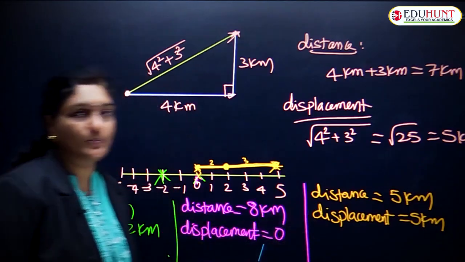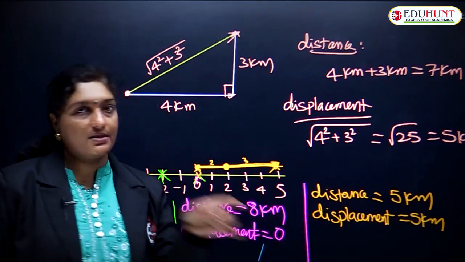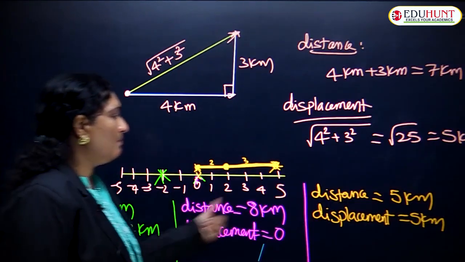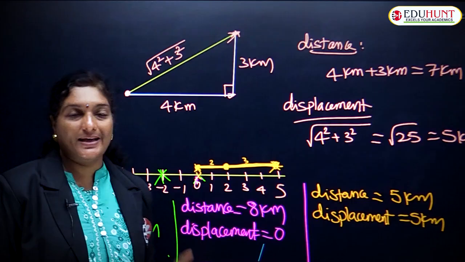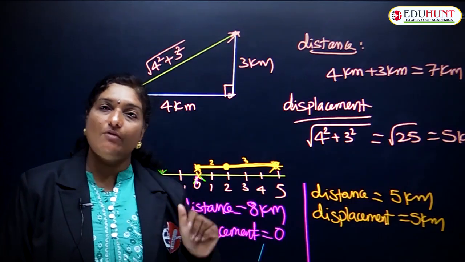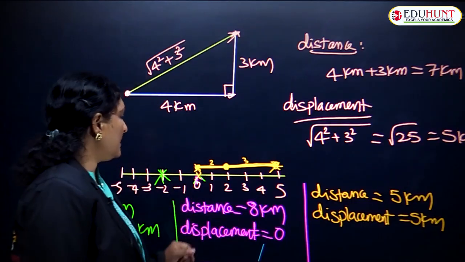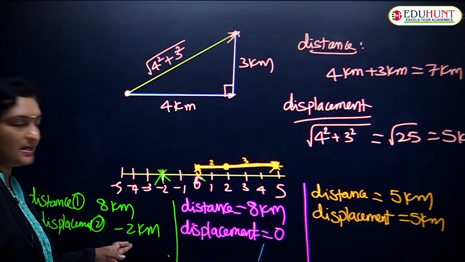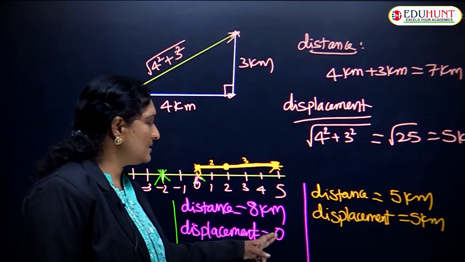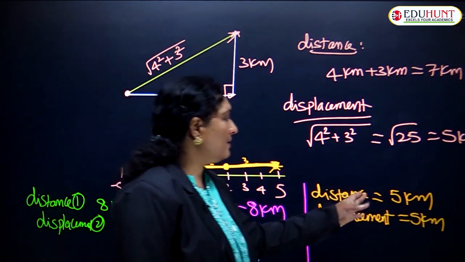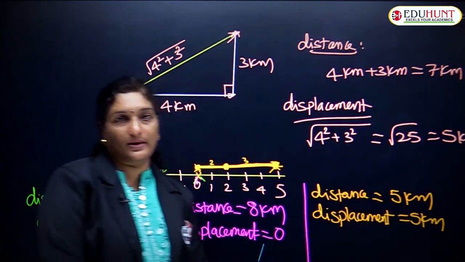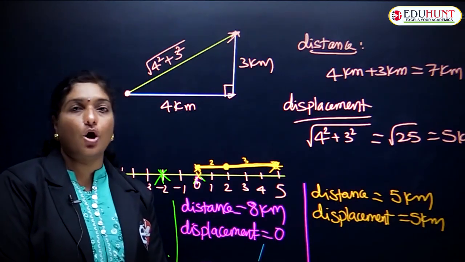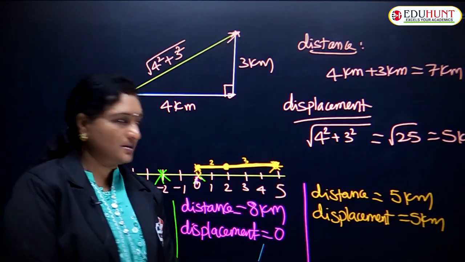In all the three cases you would have observed that the distance always takes a positive value, whereas displacement can be positive, negative or 0. In this case, distance is greater than displacement. Here also distance is greater than displacement. But here distance is equal to displacement. So we can conclude that distance can either be greater than or equal to displacement.